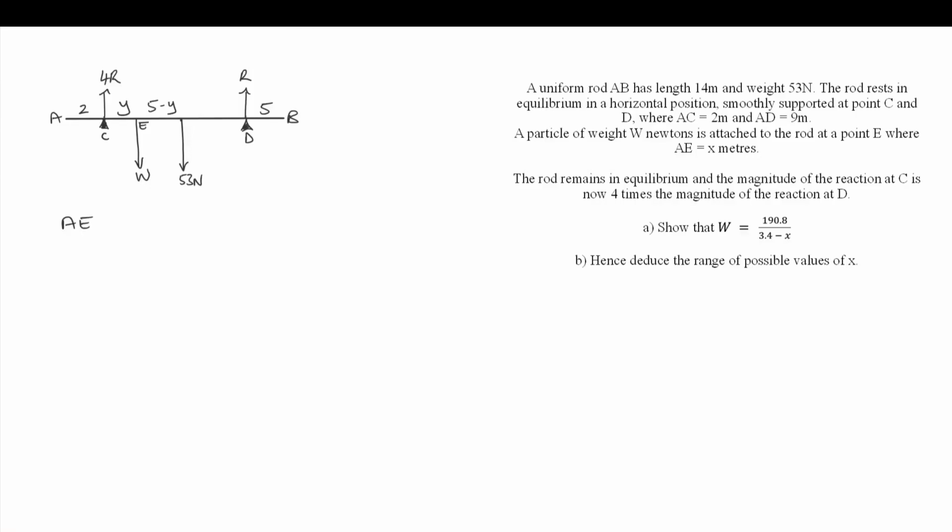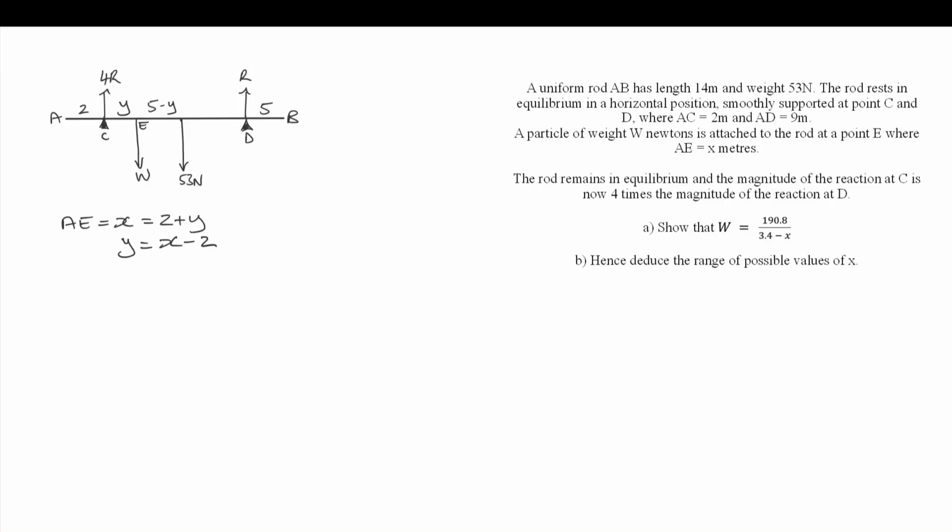However, the question has told us that AE is going to be represented by X. On my diagram, AE is 2 plus Y. So at some point, I'm going to want to substitute X back into my expression. So if I have any Y terms, I can substitute them for X minus 2. I could have labeled this as X minus 2 in the first instance, but both ways will get us to the correct result. Part A of the question asks us to show that W equals 190.8 over 3.4 minus X. Now that we have a good diagram, let's see if we can get that expression for ourselves.